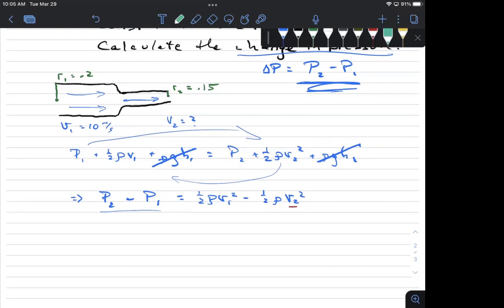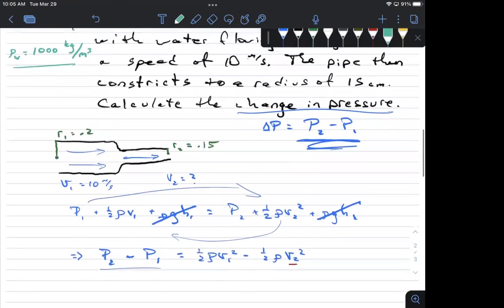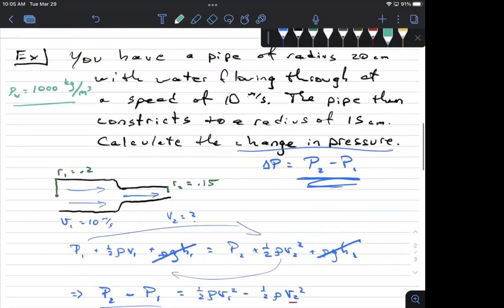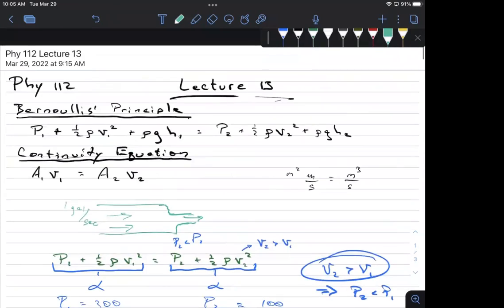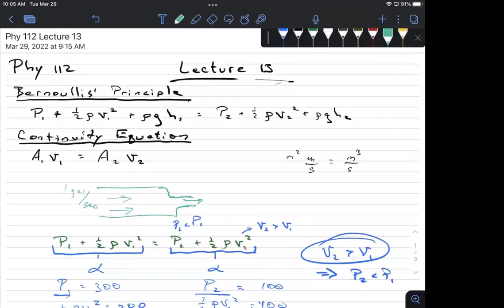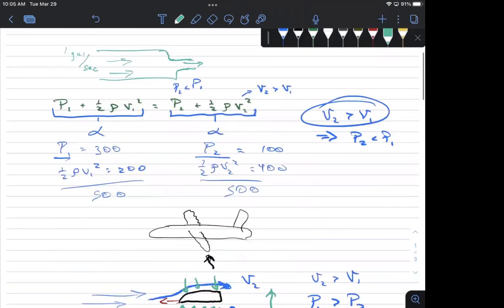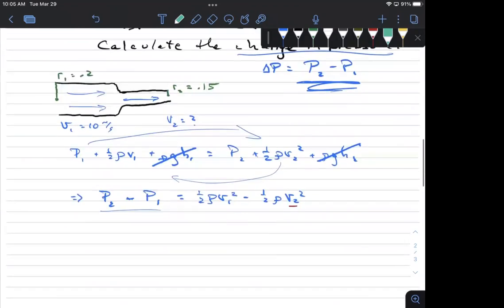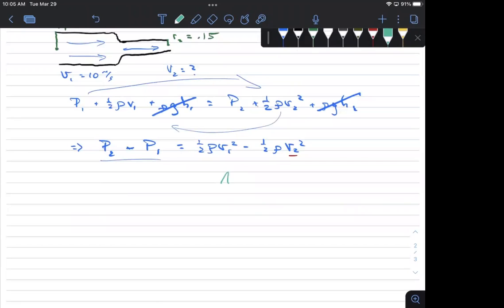So how do I get V2? Well, remember, the second equation we have here is called the continuity equation. And the continuity equation is the equation that tells us how the speed of a fluid changes due to the size of the pipe. So continuity on the side, A1 V1 is A2 V2.